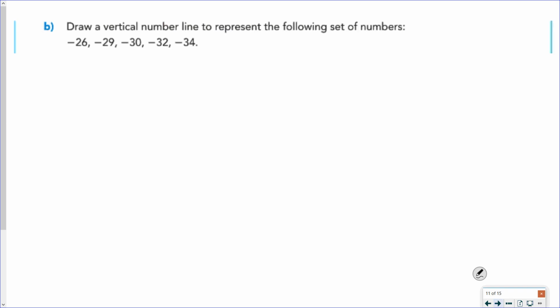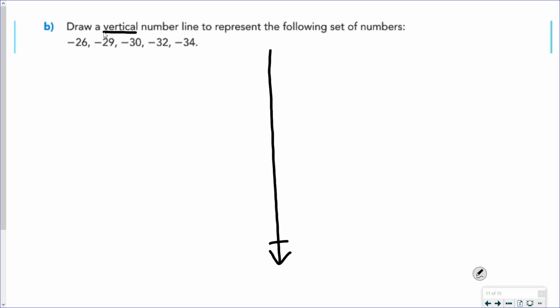For part B, we wanted to draw a vertical number line. Okay, vertical goes up and down, and we just need to put these 5 numbers on. There's no pattern, there's no other criteria that we need to follow. It's just these 5 numbers. For our vertical number line, we do start at the bottom, and at the bottom of our vertical number line should be the lowest number.